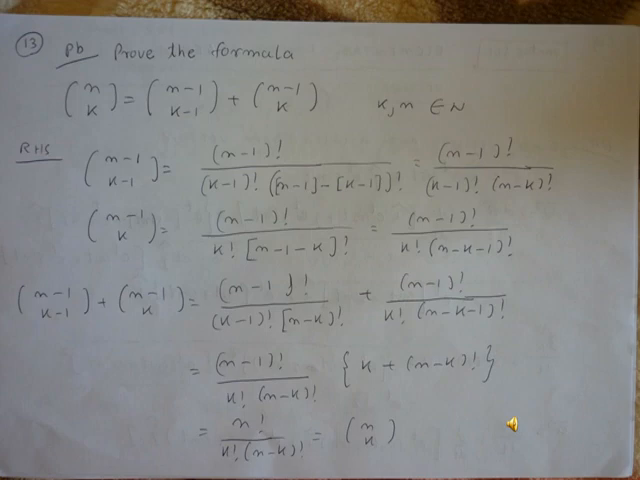Then we add (m minus 1 choose k minus 1) plus (m minus 1 choose k), equal to m minus 1 factorial divided by k minus 1 factorial and m minus k factorial, plus m minus 1 factorial divided by k factorial multiplied with m minus k minus 1 factorial. Then we take the common factor m minus 1 factorial in the numerator, divided by k factorial and m minus k factorial. In the brackets, what we get is k plus m minus k. So that will be m factorial divided by k factorial times m minus k factorial. So this is equal to (m choose k).